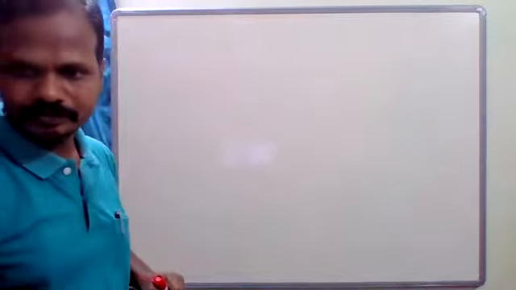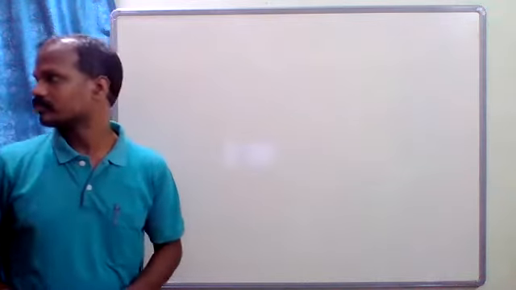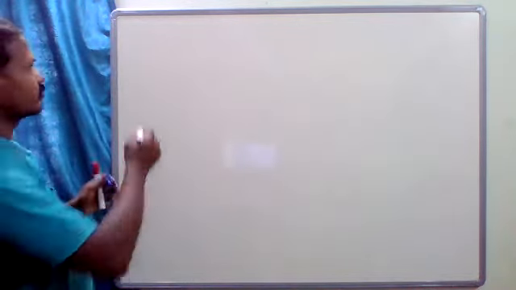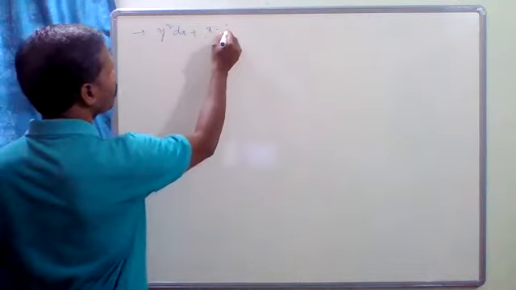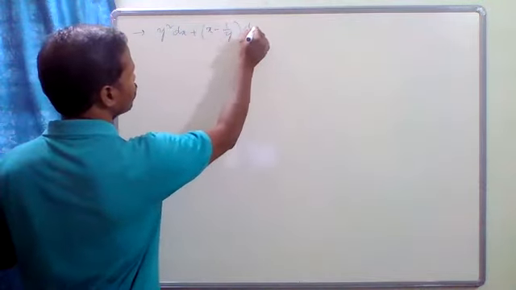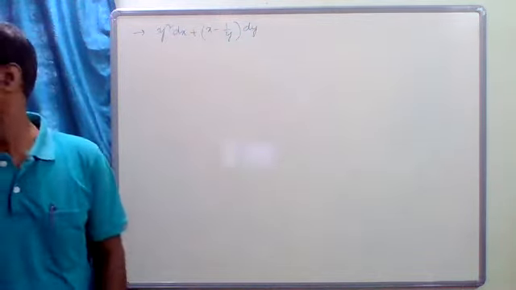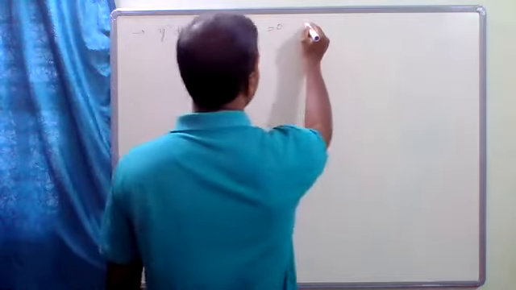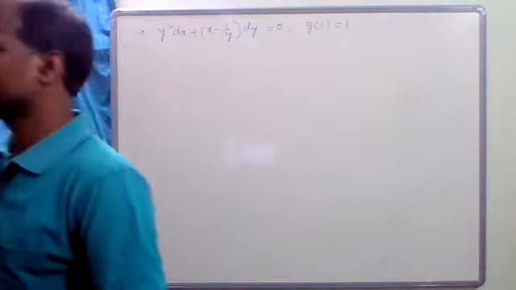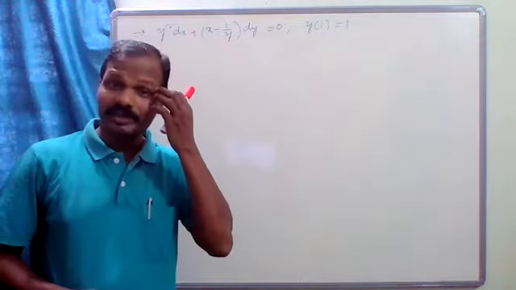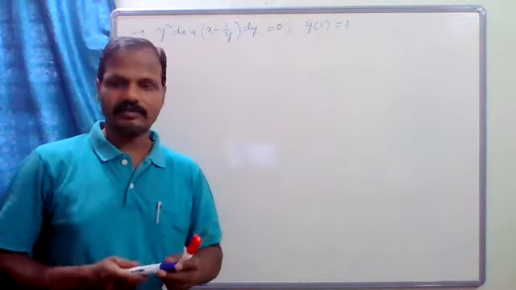Okay, now one more problem. y square dx plus x minus 1 by y dy equals 0, and y of 1 equals 1. Then what is the value of x? This is the problem.